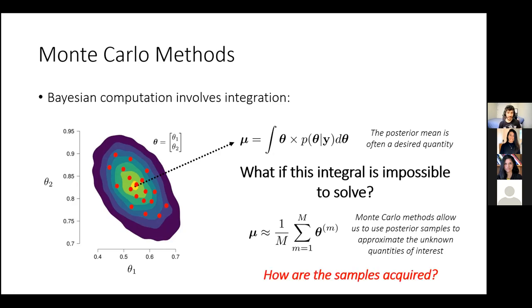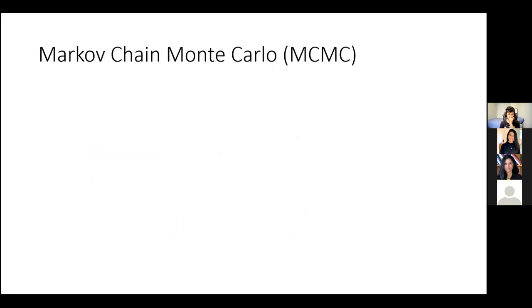And the main question that we come to is, how are the samples acquired? How am I supposed to draw samples from a distribution that I don't even know how to draw samples from? There are a variety of methods. In this particular talk, I'm just going to briefly mention one method, which is called MCMC. Some of you might be familiar with it, but I'm assuming the majority are not.